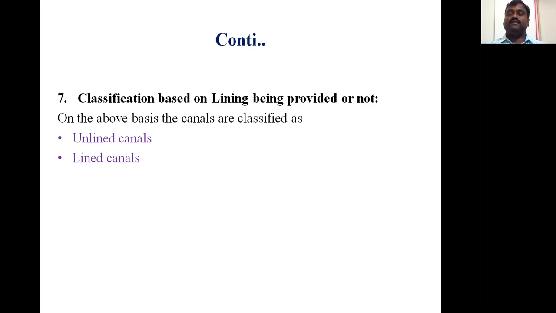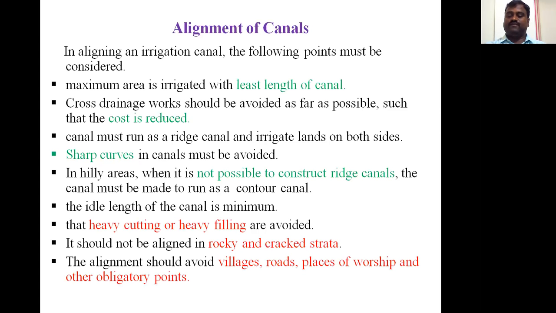When such impervious thick layers are given to the canal bed and the sides, such canals are called lined canals. For unlined canals, no such impervious layers are provided for the canal bed and sides. So more seepage loss can be expected in the case of unlined canals than lined canals. So this is about the classification of canals.